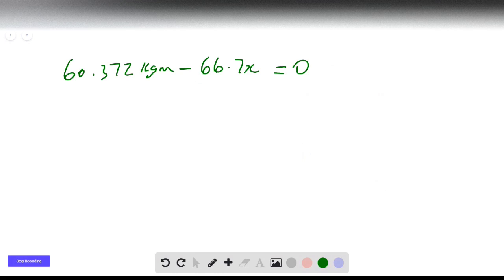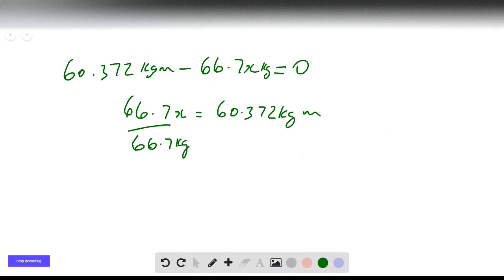So then we get to see that 66.7x becomes equivalent to 60.372 kilogram meters. And then we have to divide both sides by 66.7 kilograms. And so simplifying that, our x becomes equivalent to 0.905 meters.